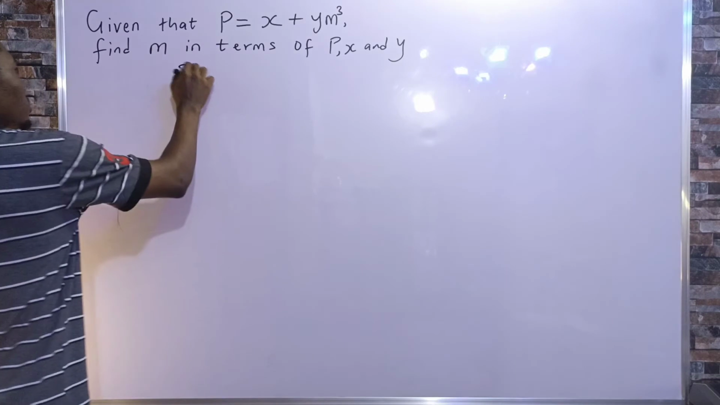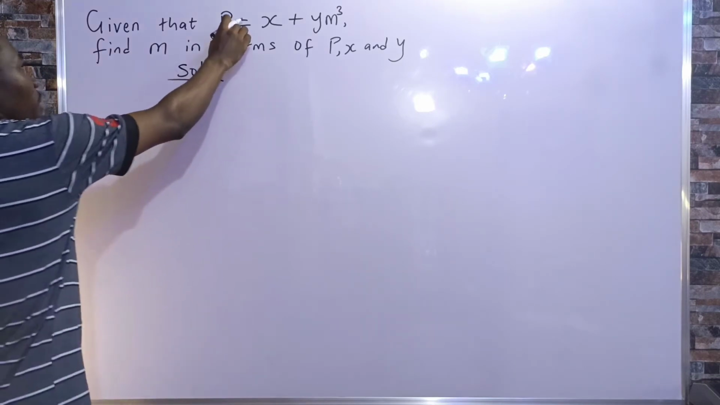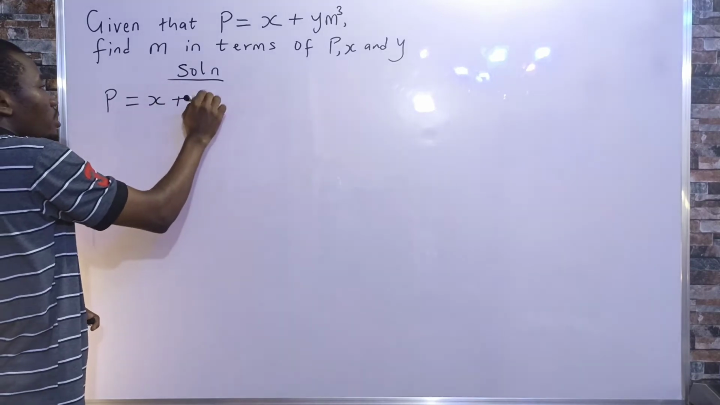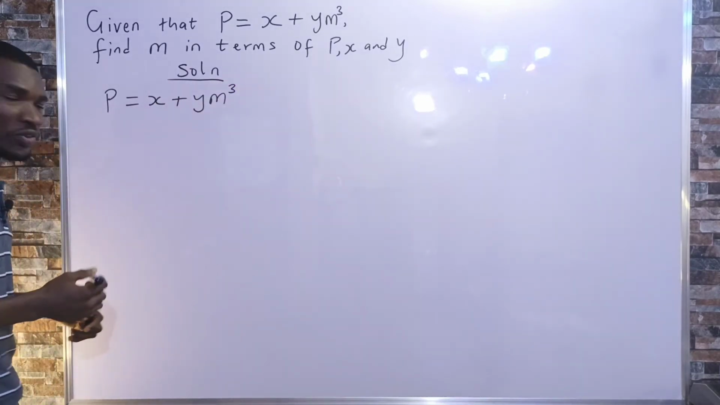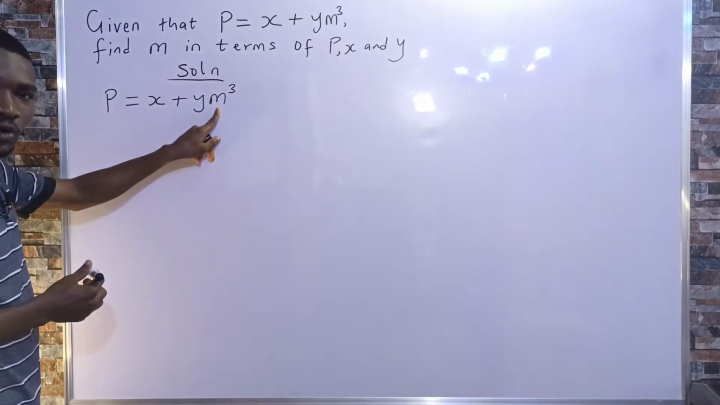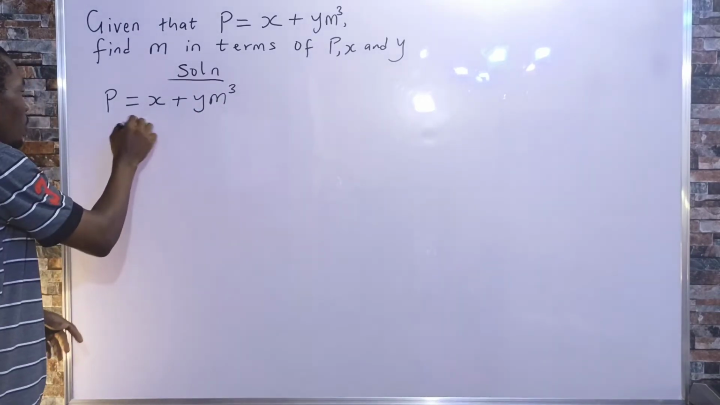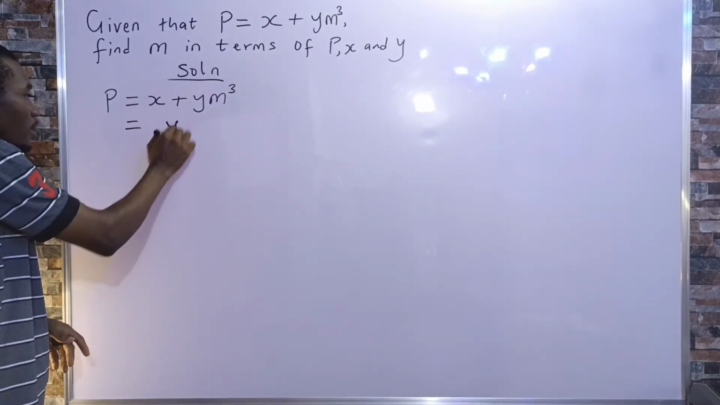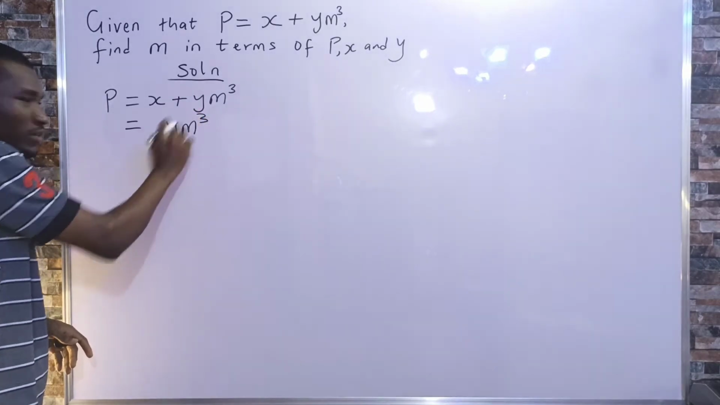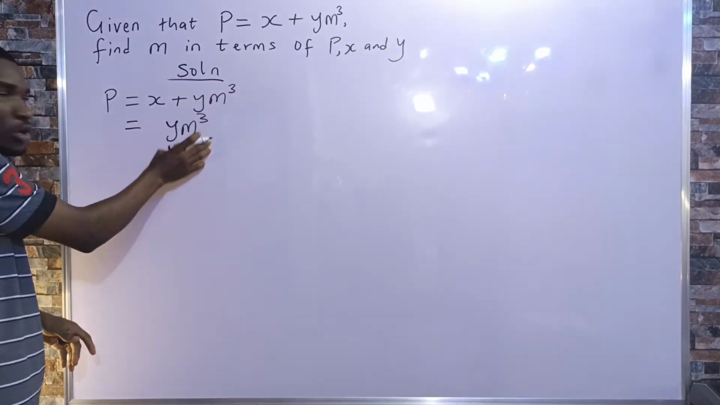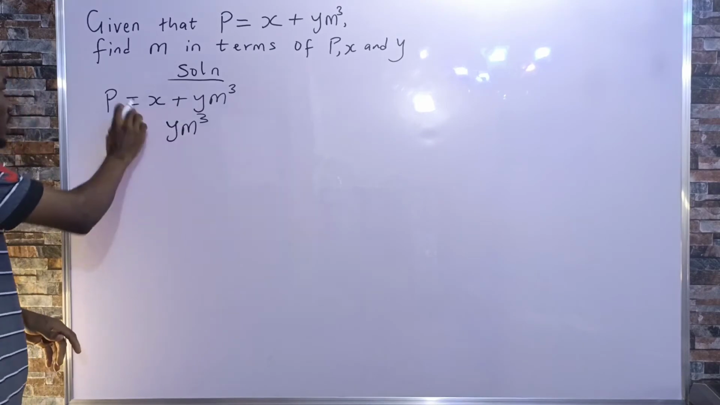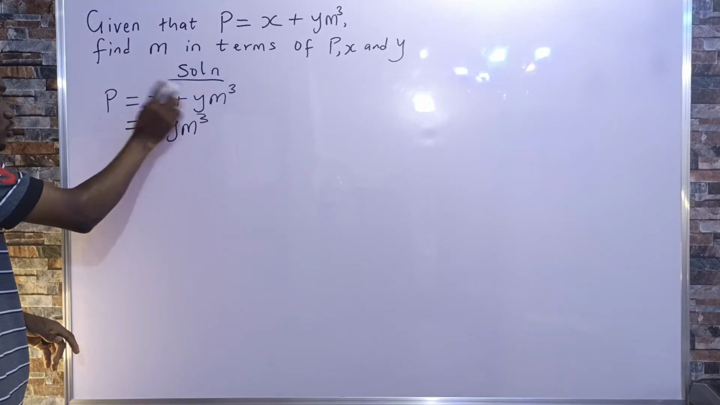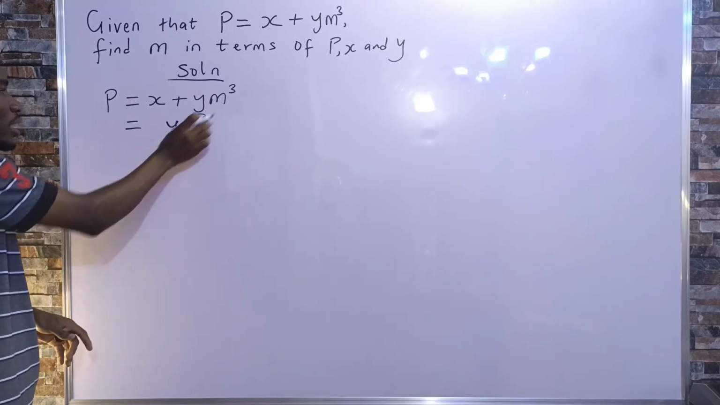The first thing first, solution. I will replicate my question, which is p is equal to x plus ym raised to the power of 3. Then making m to be on its own, I will still retain ym raised to the power of 3 at the right hand side of the equation where it has been before, and I want to separate this x so as to be different from the position of ym raised to the power of 3.